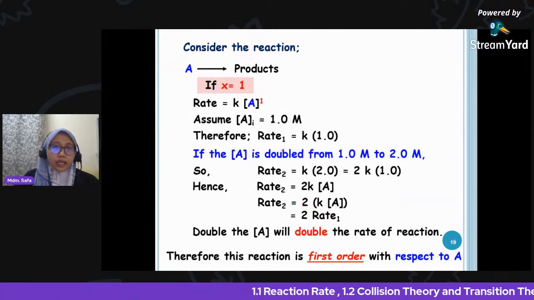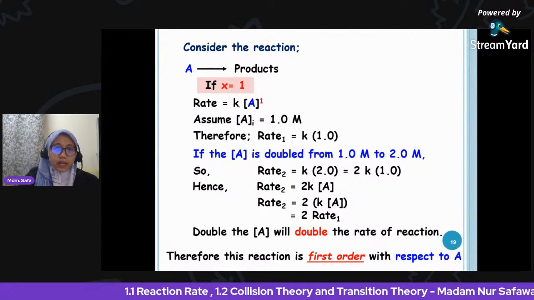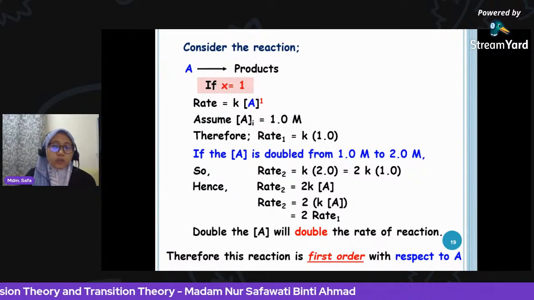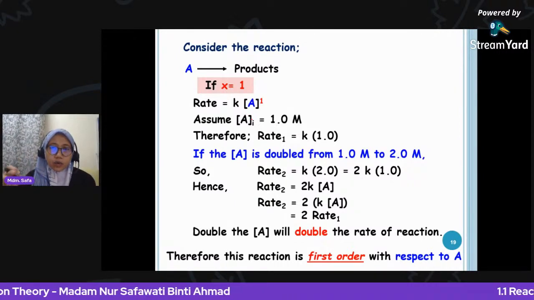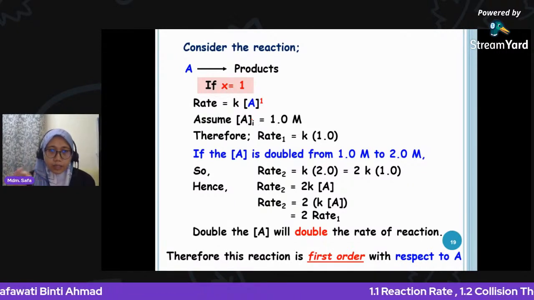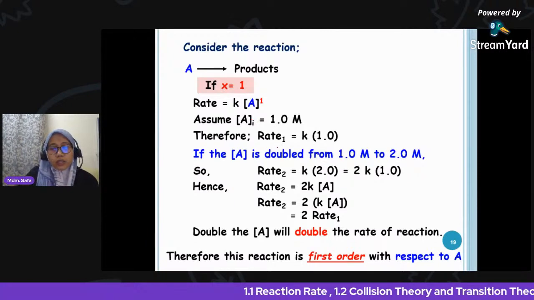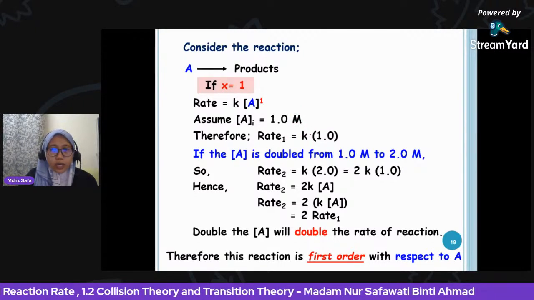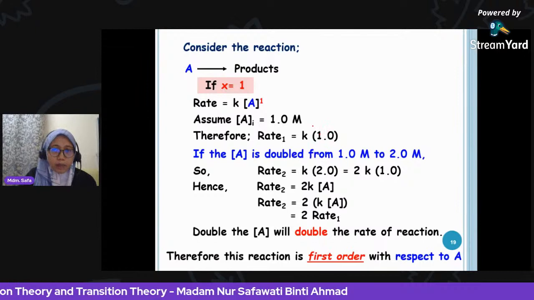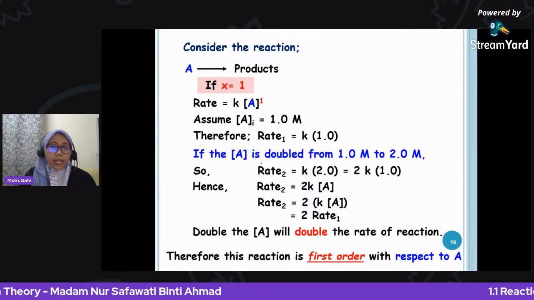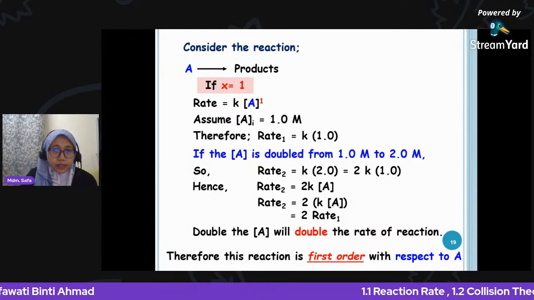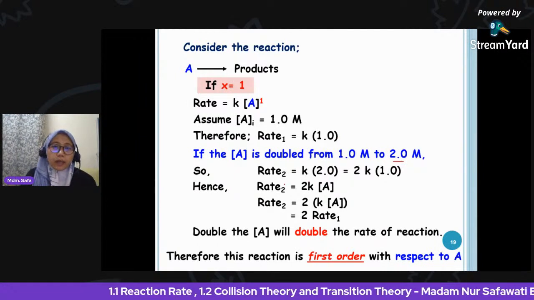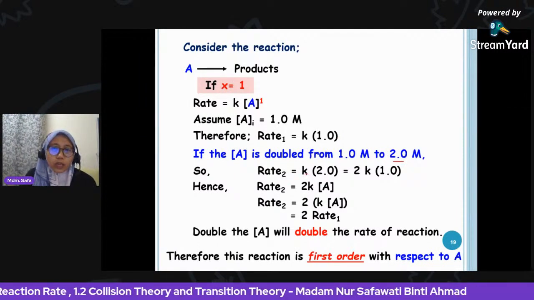Okay, and then if X is equal to 1, okay, the rate here is equal to K concentration A power of 1. Okay, so first we assume that, sekarang ni kita nak tengok apa kaitan concentration dengan rate, untuk yang X sama dengan 1 ni. Okay, kita buat dulu kalau concentration A yang initial adalah sama dengan 1 molar. Okay, therefore rate 1 is equal to K concentration K1. Okay, ni kita masukkan nilai concentration tadi. So if the concentration A is double, okay, double maksudnya daripada 1 tadi, dia akan jadi 2. Okay, so it become rate 2, our rate 2 is equal to K2.